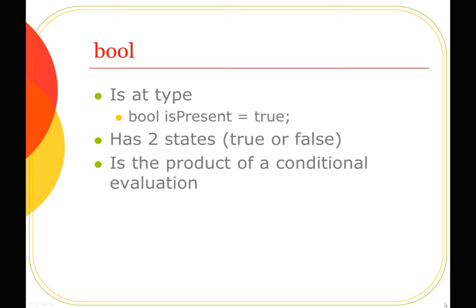So let's talk about the bool. A bool is a type. It has two states, true or false. In this case, we're saying bool, the variable name is present, is equal to true. A bool is the product of a conditional evaluation. Just because you don't set the evaluation to a variable doesn't mean a bool isn't the product. A bool is always the product of a conditional evaluation.